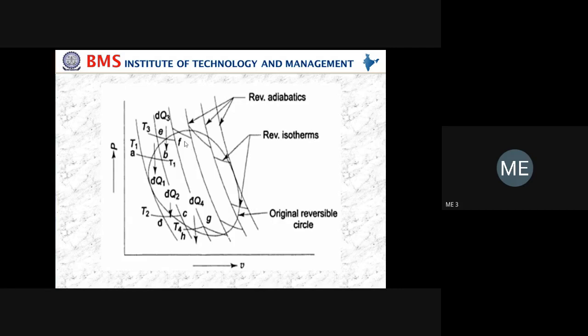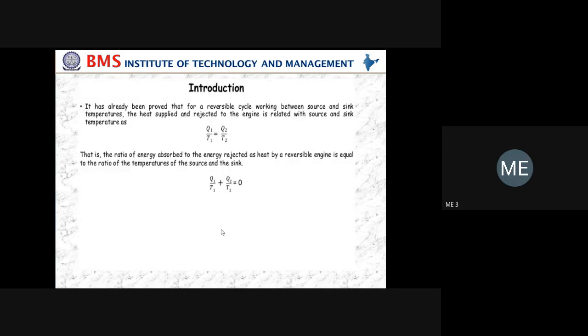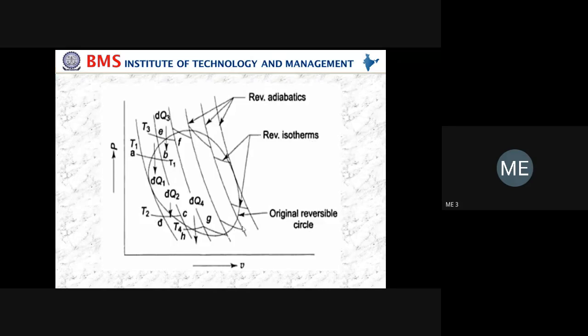Okay, you have to cut the original cycle with reversible adiabatics by these lines. Similarly, you have to cut the cycle at the bottom also. You see this first line, this is the second line, this is the third line, this is the fourth line, and this is the fifth line.